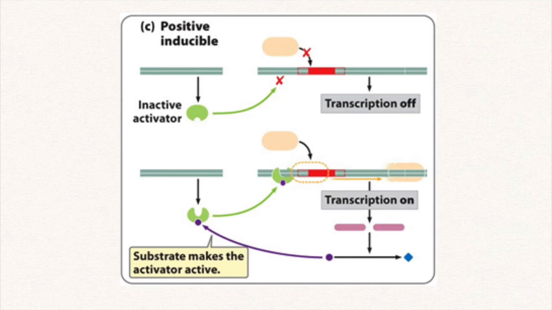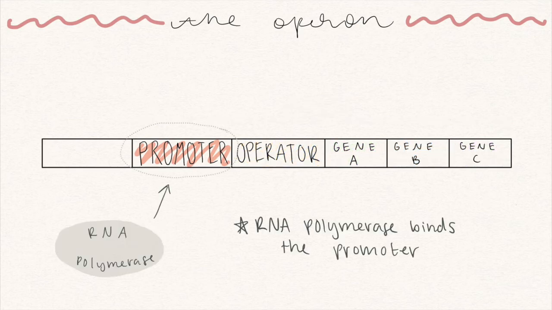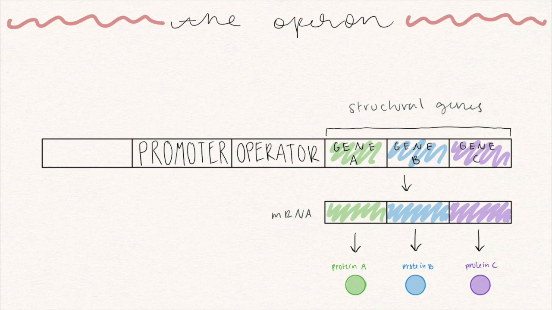Before we get into this type of regulation, let's briefly go over the operon. Operons are a sequence of structural genes after a single promoter, which is the start of transcription where RNA polymerase binds. This is followed by an operator, where regulatory proteins bind and either activate or repress transcription. The structural genes that follow the operator are the genes that are being transcribed.